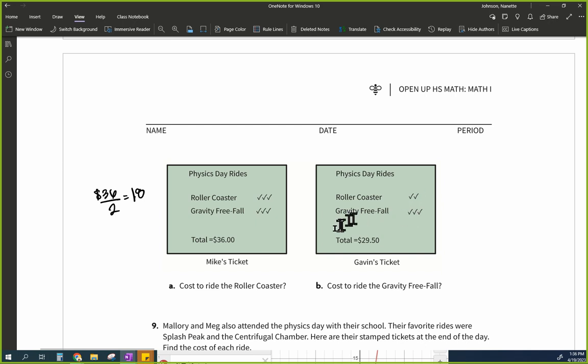Very good. So what you actually found is called the average cost of Mike's rides. Does that make sense? If Mike said, "Hey, how much did you spend?" And he goes, "Oh, I spent $36." And she's like, "Okay, well, how many rides did you ride?" And he's like, "Well, I rode 6 times total." And she's like, "Okay, well, that's about $6. That's not too expensive." What you did not find was his cost for the roller coaster.